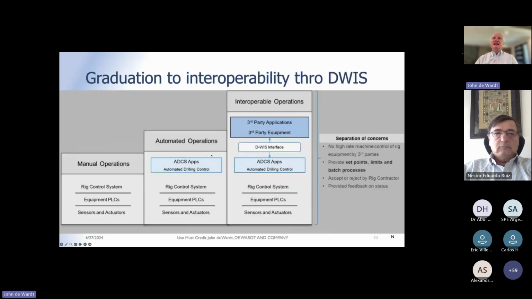control system. And here's the graduation to this interoperability as shown by DWIS. DWIS is the Drilling and Wells Interoperability Standard, which is a subcommittee of DSATS. And they've been in operation with volunteers developing solutions for the last 5 or 6 years. And they show running from manual operations where we have rig control systems, PLCs, sensors, and actuators, to the next step where we go into automated with the automated drilling control system with its own apps. And then we get to interoperable, where there is an interface that the DWIS group have been working on that can connect third-party applications and third-party equipment to the ADCS, the automated drilling control system.